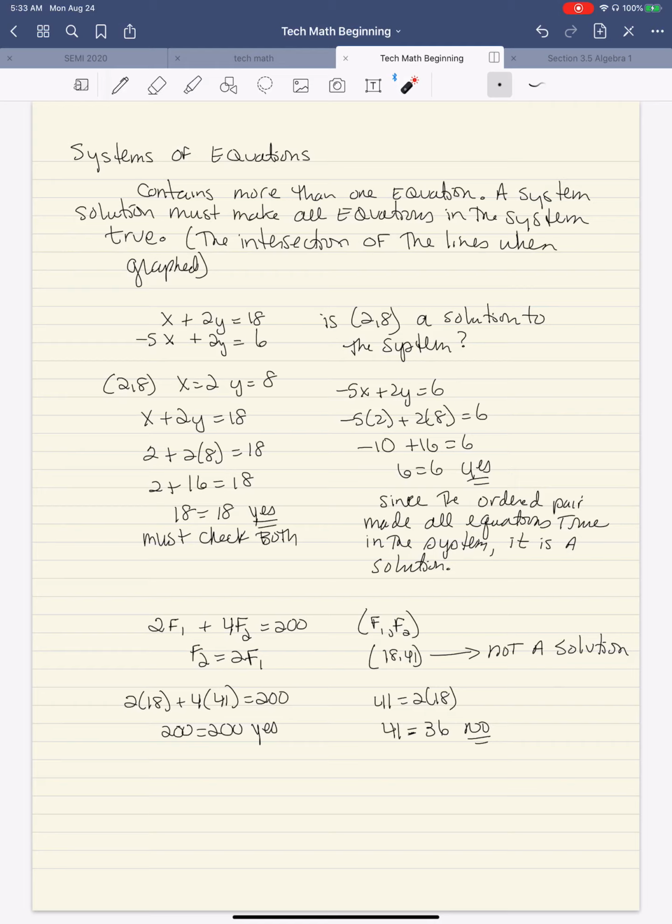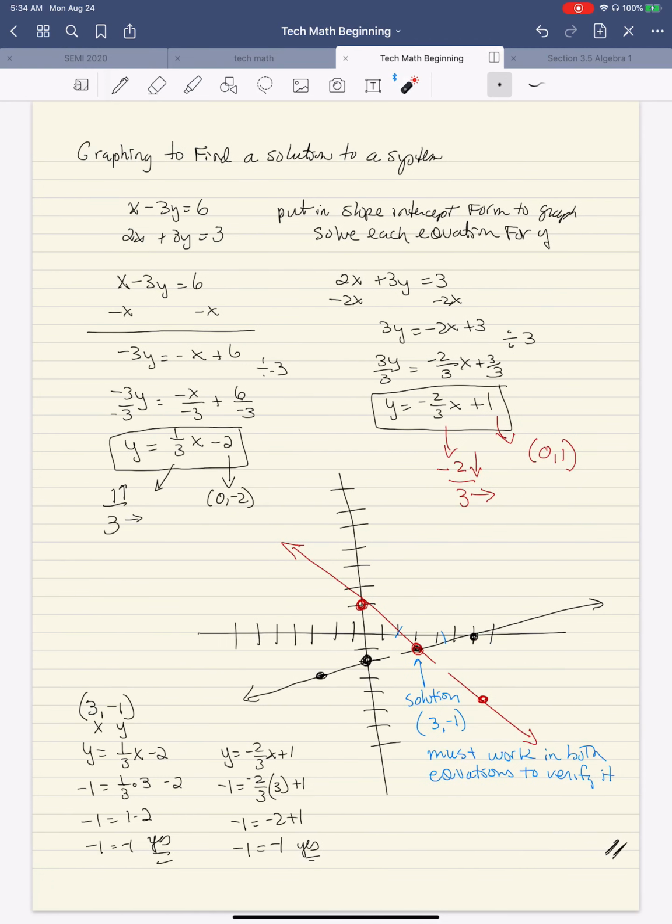But when I put it in the second equation, f2 equals 2 times f1, does 41 equal 2 times 18? No, that one doesn't work. So this is not a solution. It must work in both. Even though it worked in one, it didn't work in the other.